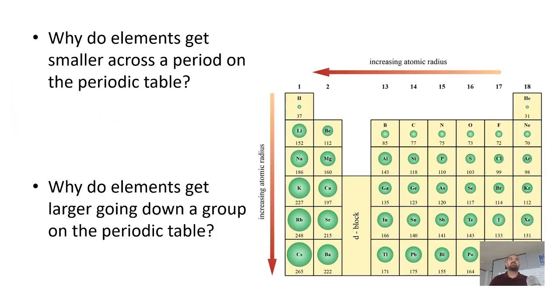So this part we discussed last class. Let's see what y'all remember. I don't want you turning back in your notes. Let's see if you remember any of it. So why do elements get smaller across a period? Why do elements get smaller as we go from left to right? What's happening that's causing the atoms to get smaller?